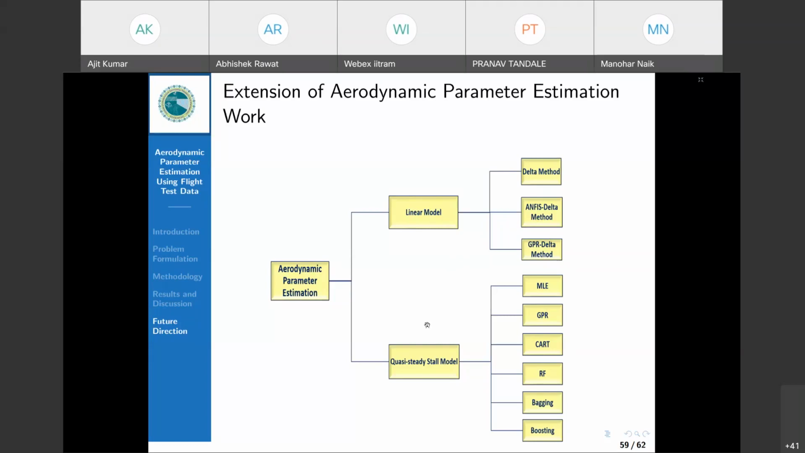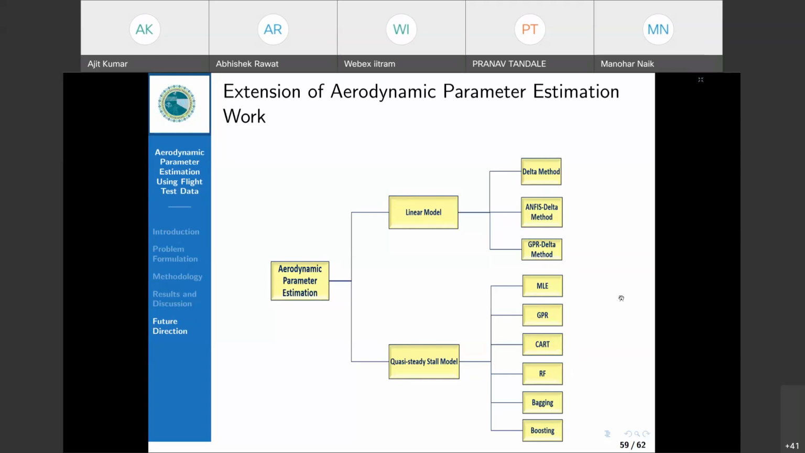To solve this problem of nonlinear aerodynamic parameter estimation, you can go either for a traditional method like maximum likelihood estimation, or you can look for GPR. You can also look for CART and random forest, bagging and boosting. CART is your classification and regression tree based method. Random forest again has very wide application for nonlinear regression. Bagging and boosting similarly also find their application in this kind of problem.